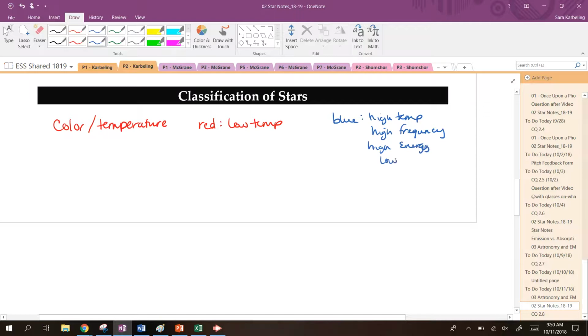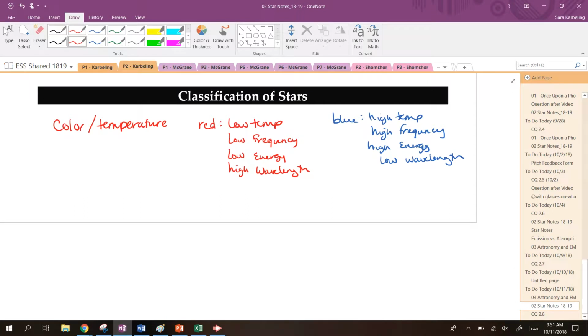And it has a low what? It does, yeah. Because frequency and wavelength are always opposites of each other, right? So we can fill in the red one as well. So it's got a low, high. What goes in those little spots? It's got a low temperature because it has a low frequency. It's also got a low energy and a very high wavelength. You've got it. Yeah. So color and temperature, absolutely one of the ways that we classify stars.